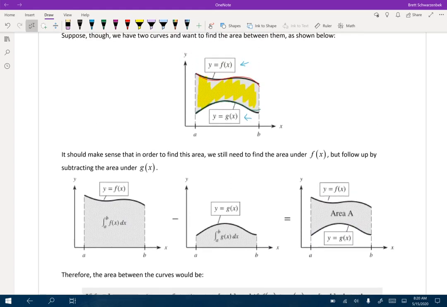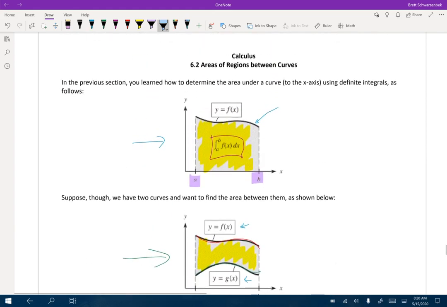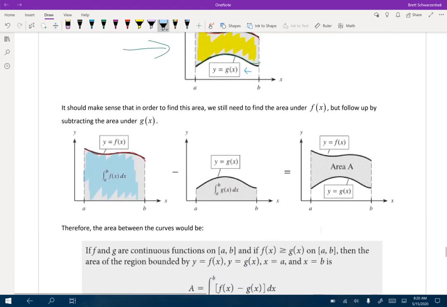So suppose we're looking at this exact same example, but let's remove g of x from the diagram. So let's just leave f of x, which is the red curve right here. Suppose we decide that we want to find the area just under that. So what would we do? We would find the area from a to b of f of x dx, just like we did in the top problem up here, right?